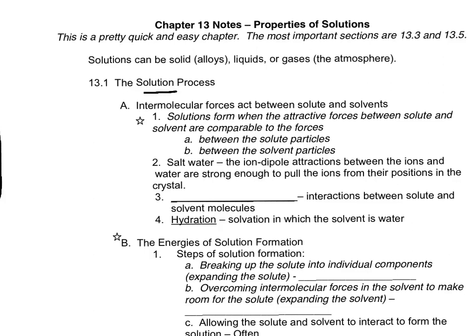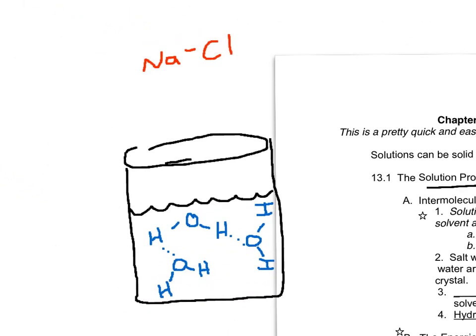We're going to talk about the solution process. Whenever a solution is formed, you take a solute, like salt or sugar or something like that. You dissolve it into a solvent, like water. Now, when this happens, there are three things that have to take place.